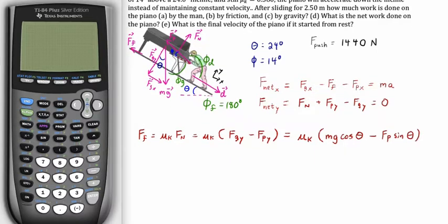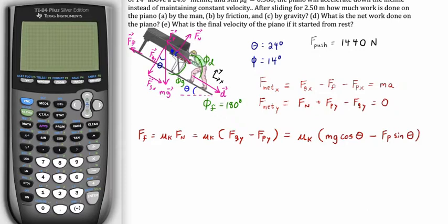Now we can move forward to think about the work. The questions asked, besides the work questions, in D and E, or particularly E: what is the final velocity of the piano? We wouldn't have to use work. We could just find the acceleration, take our given displacement, and use kinematics to find the final velocity. But we're not going to do that approach here. We're going to use the work-kinetic energy approach. So let's consider our work.